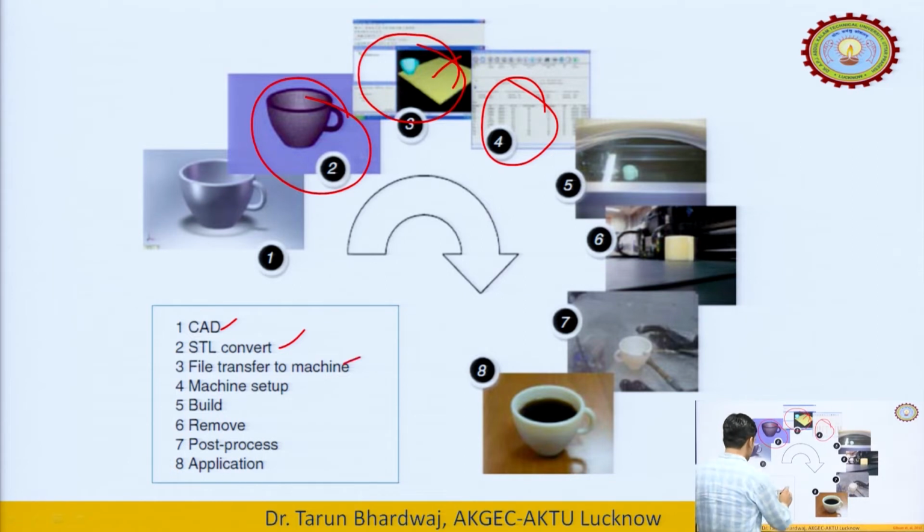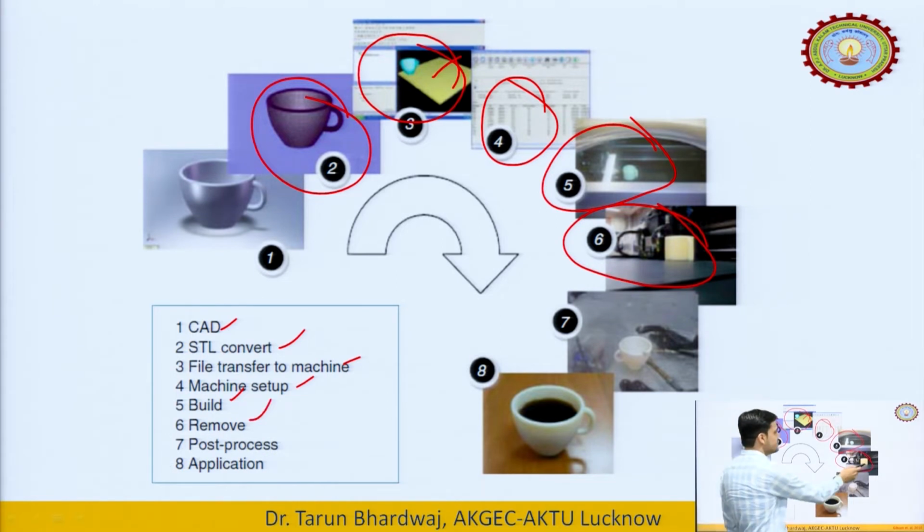Then after that, this is the build, where your product will be manufactured. So this is your illustration of the machines. After that, there is the remove, meaning your product has been manufactured. Now you remove that product from the machine or your base plate. So over here, this is your remove.